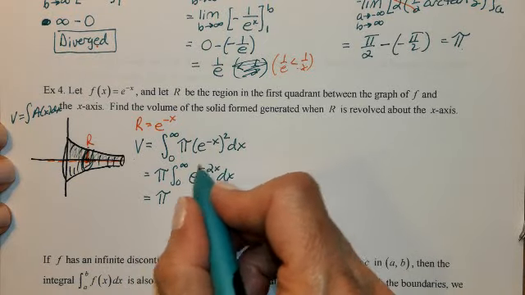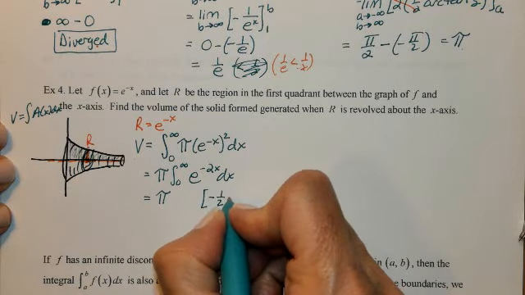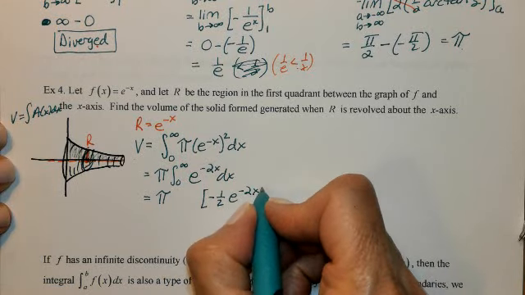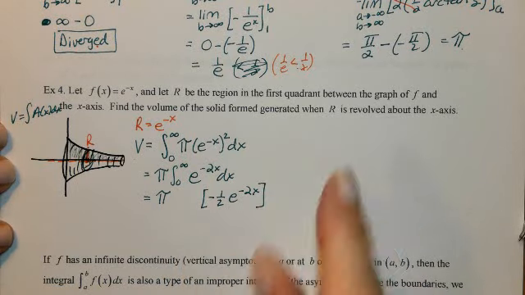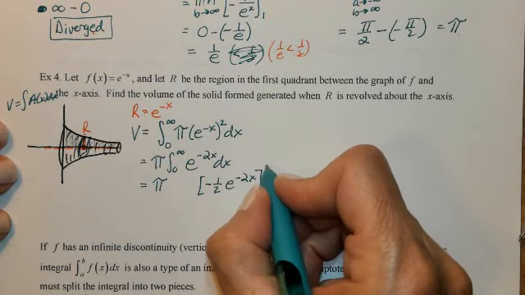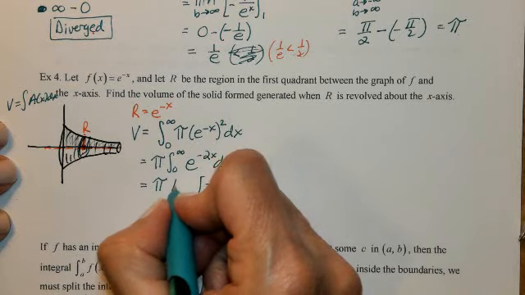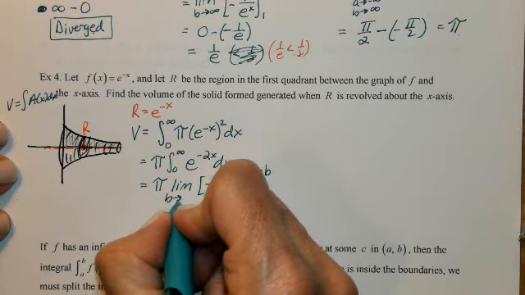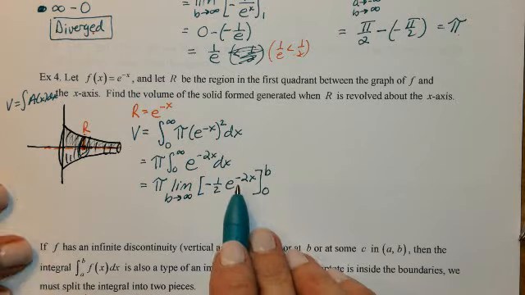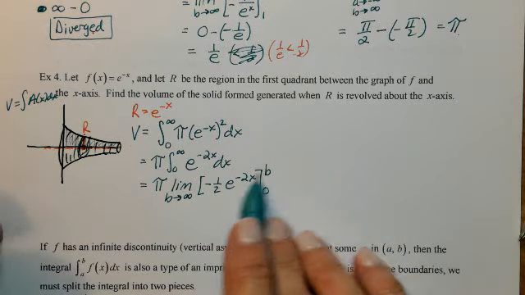So what's the antiderivative of e to the negative 2x? That would be negative 1/2 e to the negative 2x. Antiderivative. We're taking that from 0 to infinity, but I cannot put infinity on my boundary, so I need to let b go to infinity here. I have another negative exponent, so I'm not going to try to plug in yet.